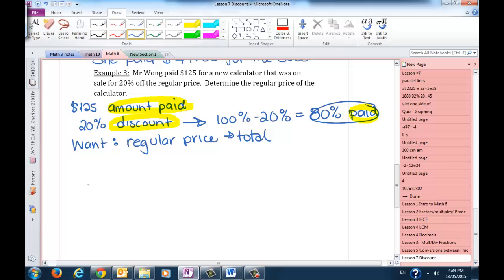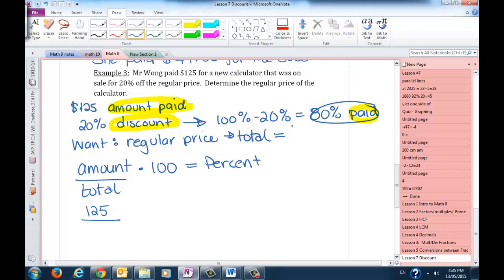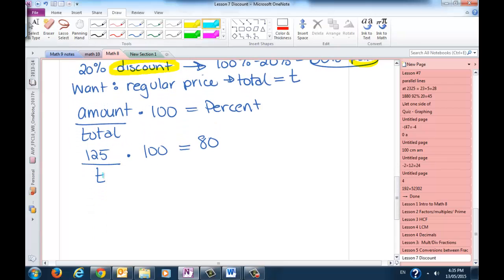Alright, we can use our formula again. So we have amount divided by total multiplied by 100 is equal to the percent. Alright, so the amount paid was $125. I don't know what the total is. For total, I'm just going to let it equal T. T for total. And the percent paid is 80. Now I need to solve for T, and T is on the bottom. I want T equals. When it's on the bottom, we have to multiply both sides to get T upstairs.